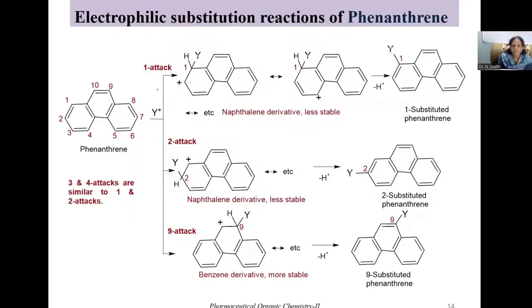Now let us first consider the 1 attack. This is the first position on the phenanthrene structure. When the electrophile attacks the first position, it utilizes the double bond present at the first position. At the first position, hydrogen is already there. Now the electrophile makes a bond at the first carbon atom by utilizing this double bond. In that case the second carbon becomes electron deficient. Keep the other double bond present in the first aromatic ring the same, and also draw the remaining 2 aromatic rings, rings 2 and 3, similarly. We are not changing the other part of the structure. That is how we will get the carbocation in 1 attack.